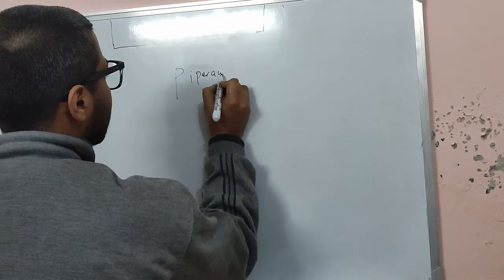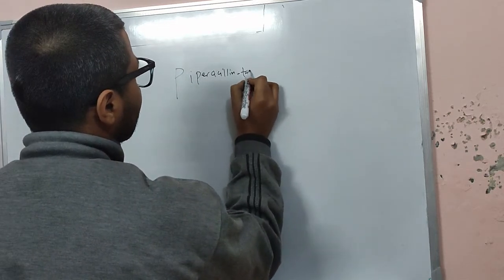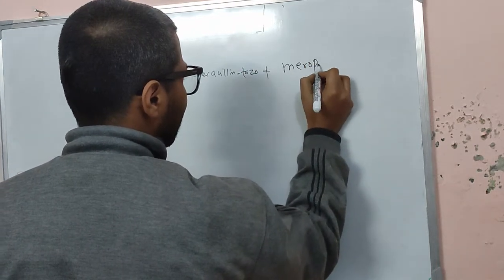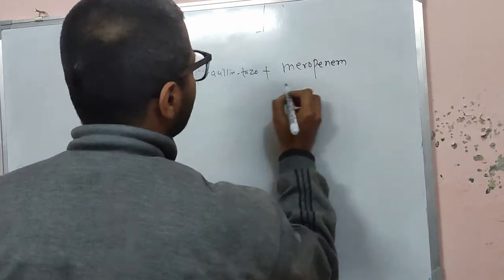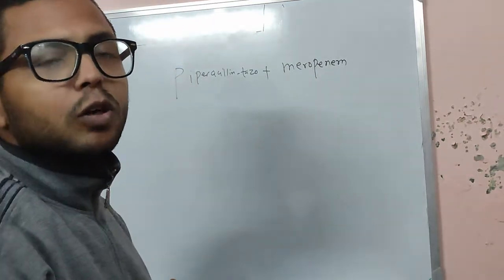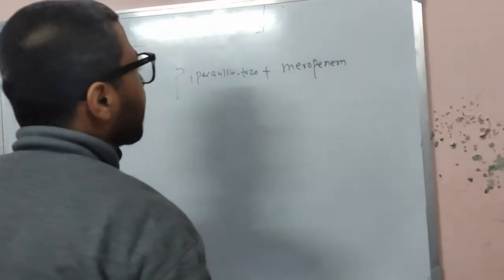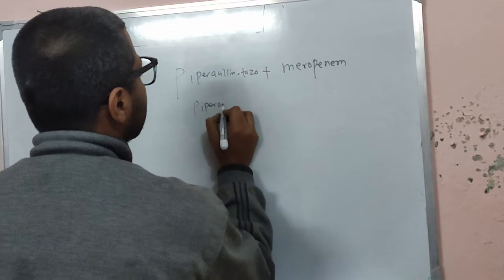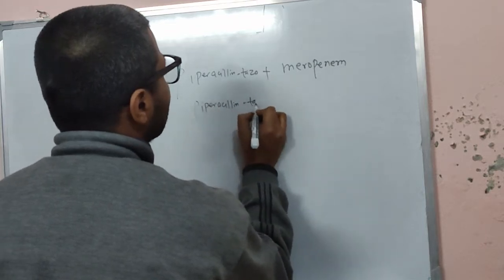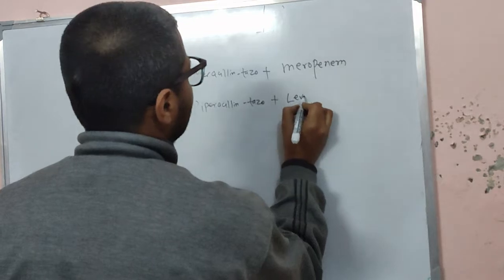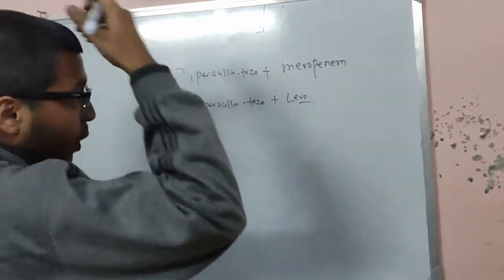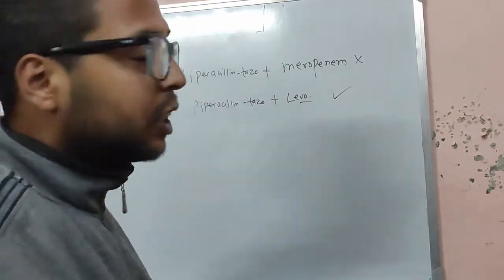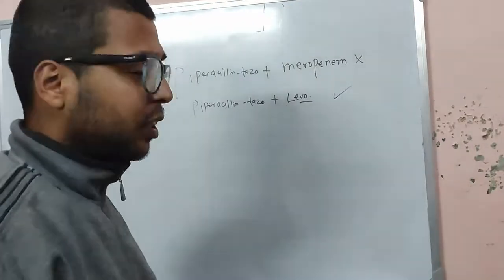So he thought to start piperacillin tazobactam plus meropenem. If you think it is not a correct combination, why is it not correct? And another doctor thought to start this combination, piperacillin tazobactam plus levofloxacin. So actually this is not a correct combination and this is a correct combination. In which sense is this correct and this not correct?